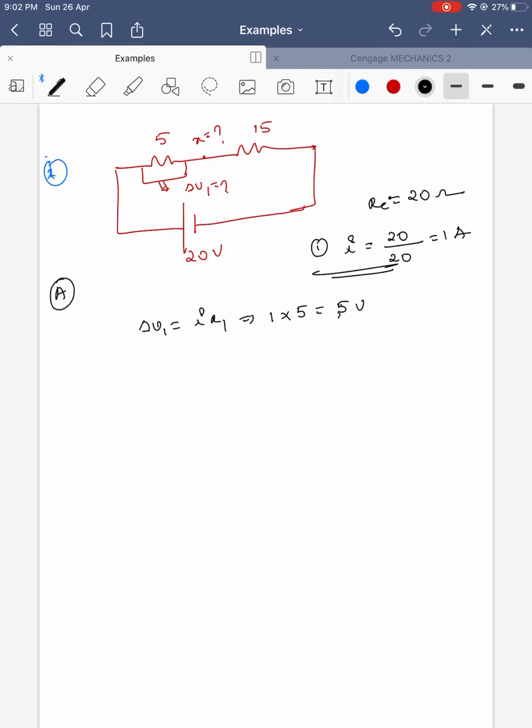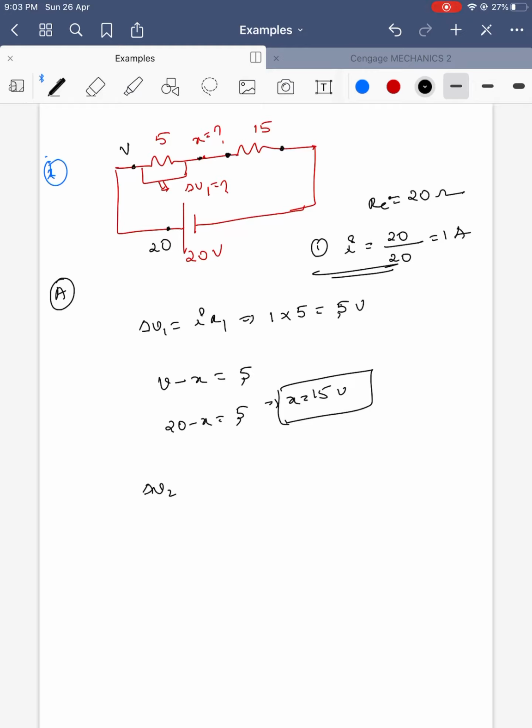Okay, how to get the X value? Here V minus X is equal to how much? 5. So V minus X is equal to 5. What is the V value here? 20. So 20 minus X is equal to 5. So the X value is equal to 15 volt. Okay, how much is the voltage? 15 volt. Now how to get the voltage across this?